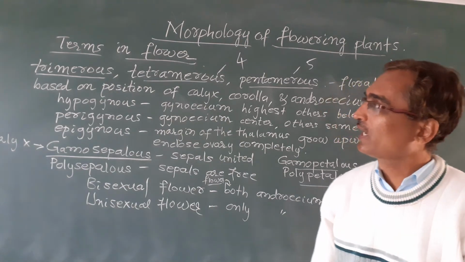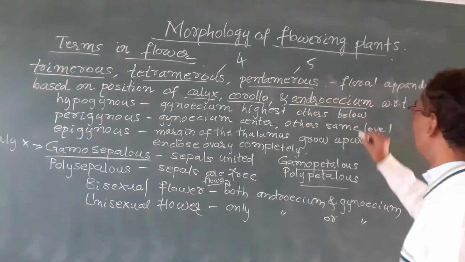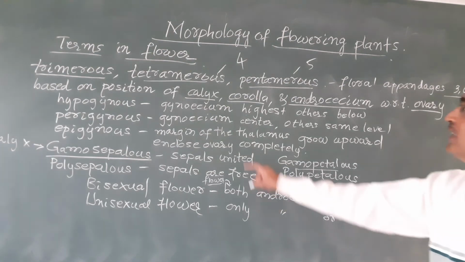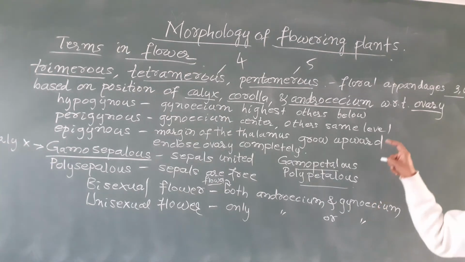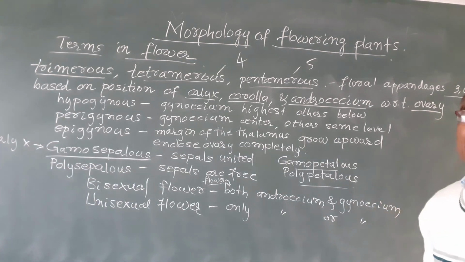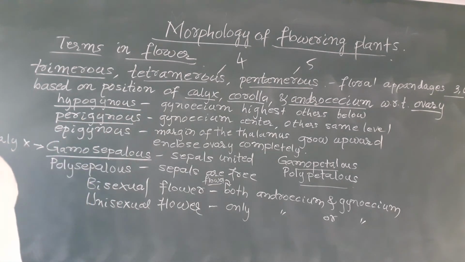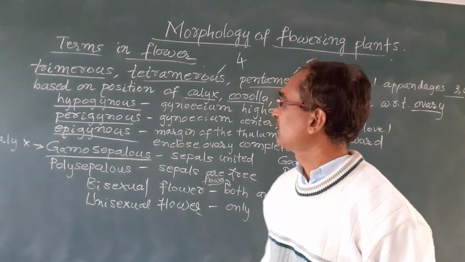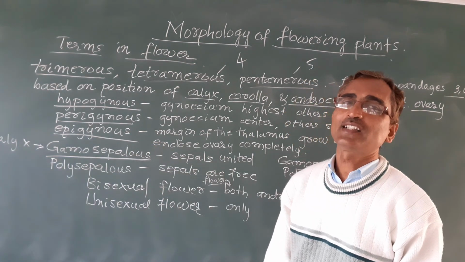Based on the position of calyx, corolla and androecium with respect to the ovary, that is the gynoecium, the female reproductive part, the flowers are classified into hypogynous, perigynous and epigynous. Let us understand one by one.